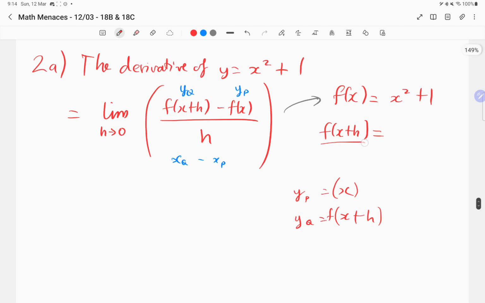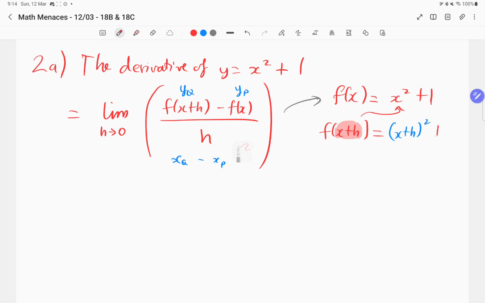So what's f(x plus h) then? Remember, the main idea is it just means that you put x plus h in any x that you see from the f(x) equation. Just from the original. x plus h squared plus 1. Yes, it's x plus h, everything squared, plus 1.